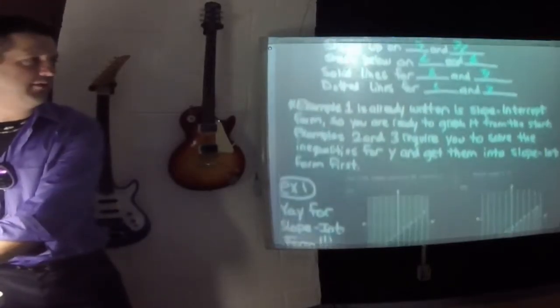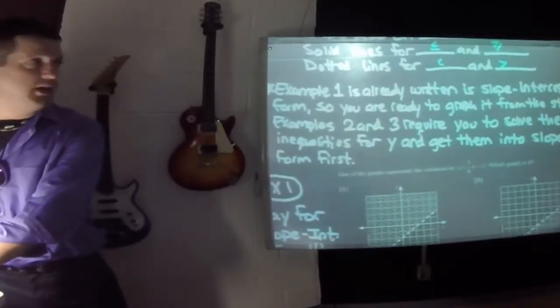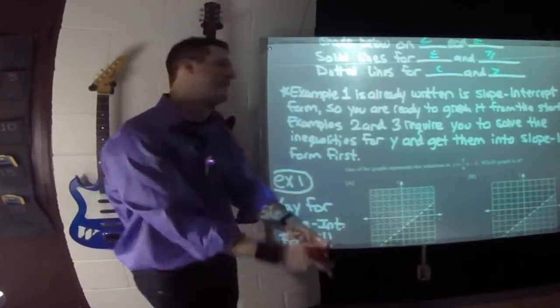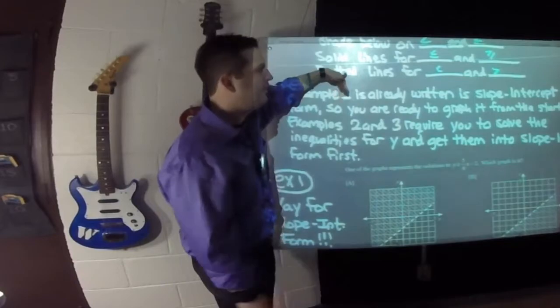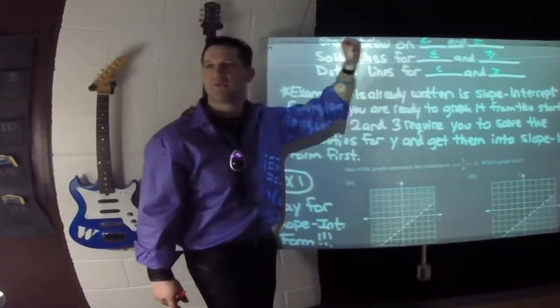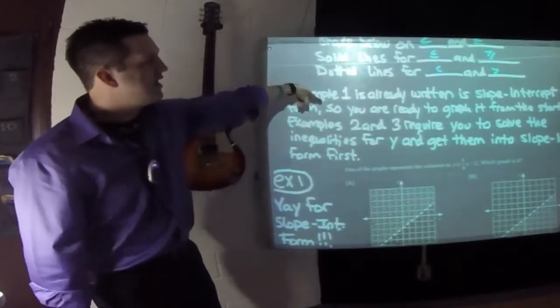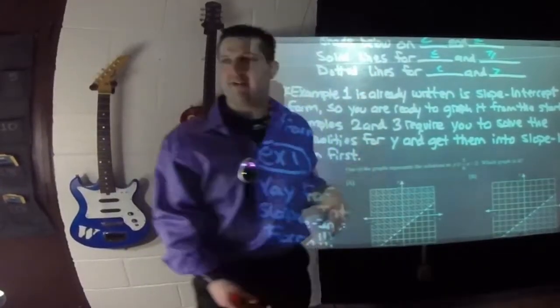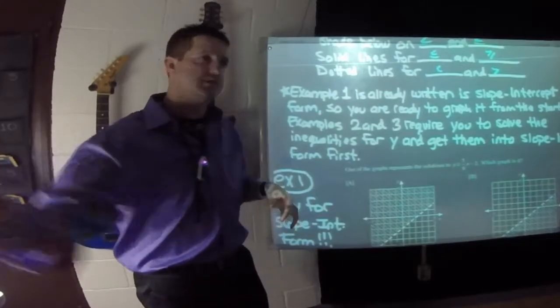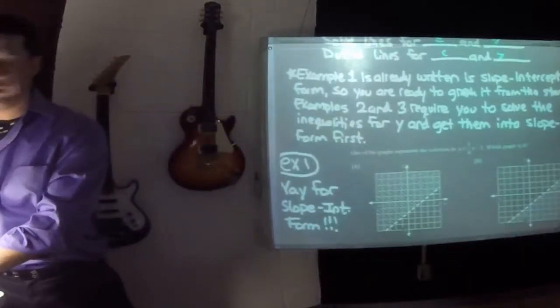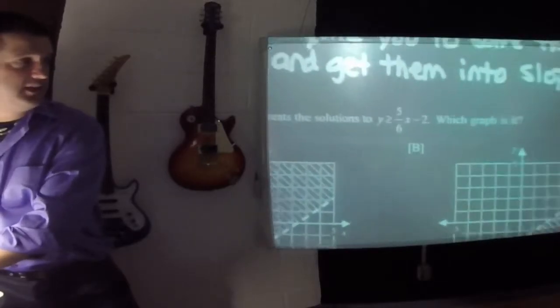All right, we have 3 examples. Example 1, here's the great thing. Sometimes you work this objective and you get something like example 1 where it's already in slope intercept form. It's y is less than mx plus b, or y is greater than mx plus b. So you're already ready to graph it. You have no work to do, just have to graph it. Examples 2 and 3 will require some work. So here we go. I'm going to zoom in and take a look at this.